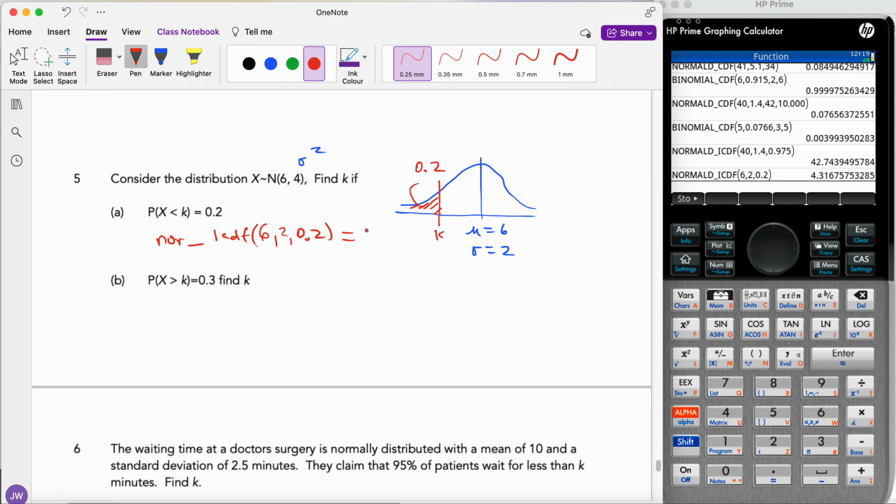Again, does this answer make sense? Or why does it make sense? Well, you can see that it's somewhere to the left of the mean, so it should be a number that is on the left side, right? Because it's only covering the 20%.